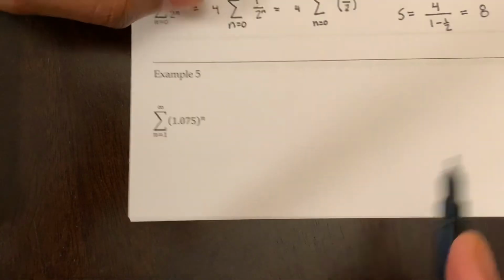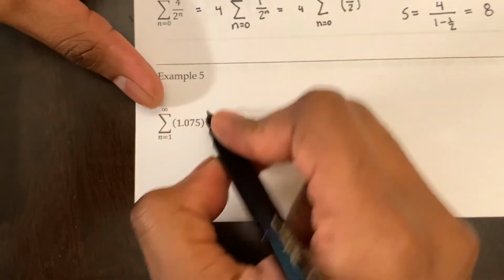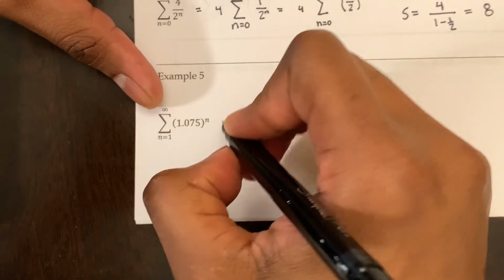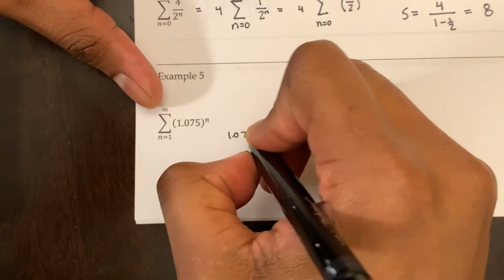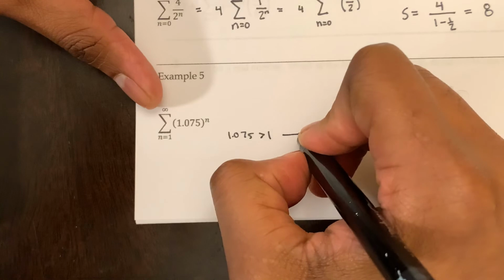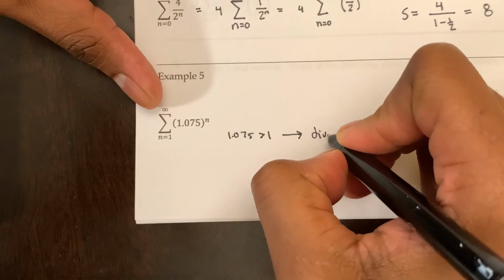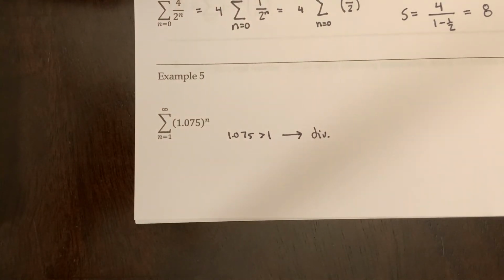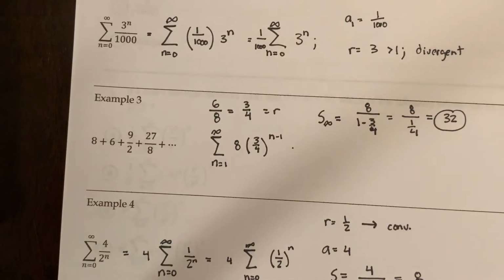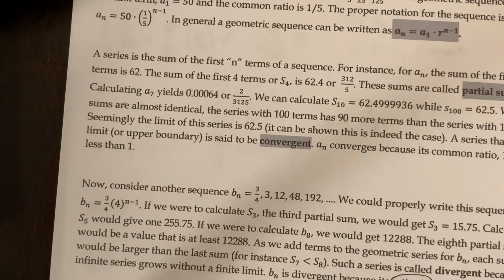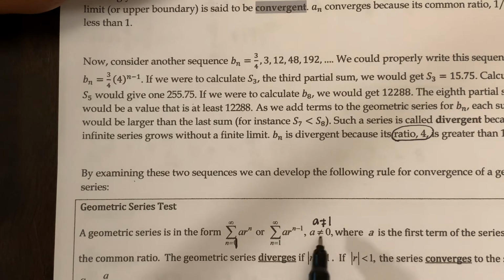And finally, for example 5, we're starting with n equals 1, and we have 1.075. 1.075 is greater than 1, which is going to imply divergent. So quickly, that concludes this video over geometric series. Now again, a geometric series is going to be convergent if the ratio is less than 1, and divergent if the common ratio is greater than or equal to 1.